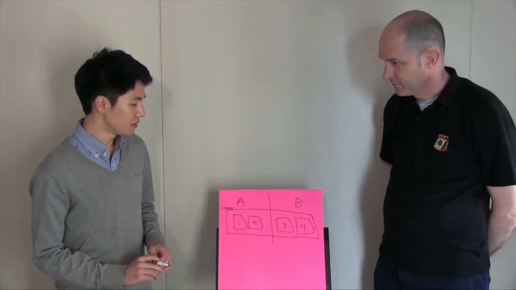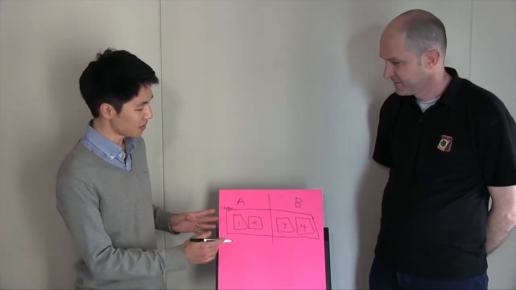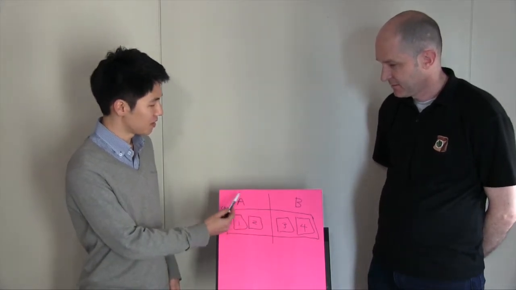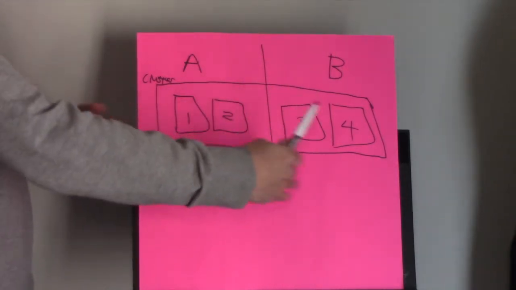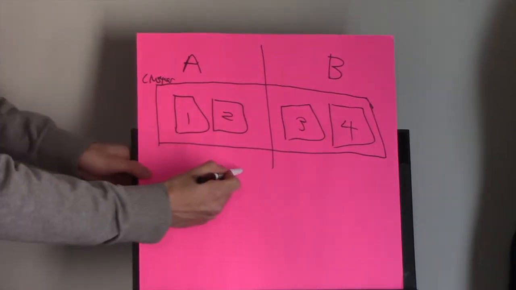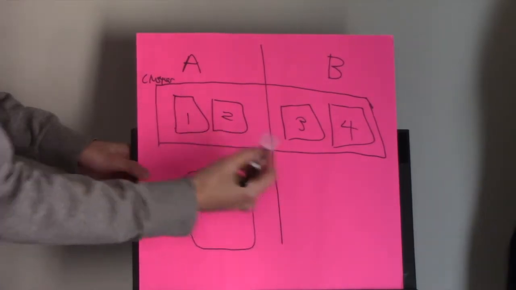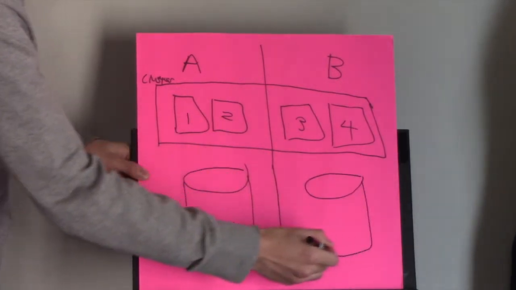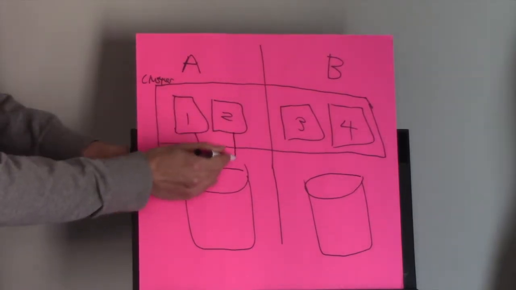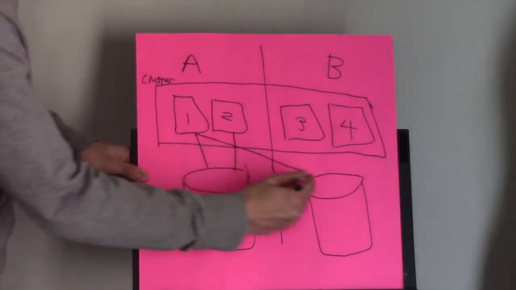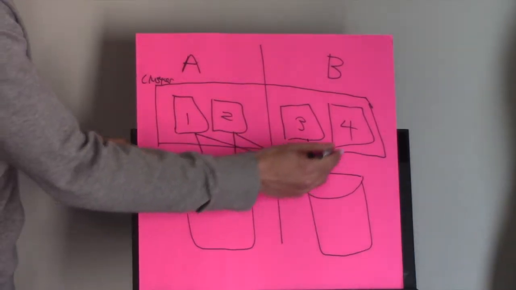It's really simple. What the uniform design is saying is that ESXi servers in data center A and data center B have access to all storage in both data centers. So let's say here is the storage in data center A and data center B. The ESXi servers in data center A have access to both storage units, as well as 3 and 4.